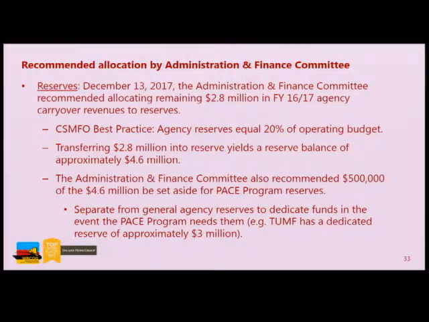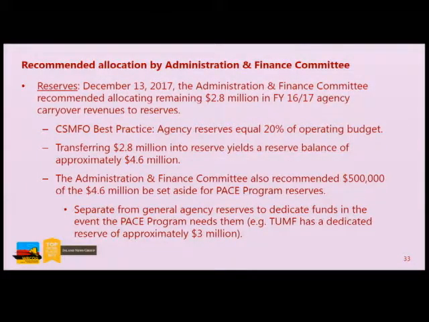Included in this recommendation from the Administration and Finance Committee is a set aside for specific PACE program revenue. So if this committee were to support the Administration and Finance recommendation that we place that $2.8 million into agency reserves, that recommendation comes with the caveat that of those funds, $500,000 would be set aside for a specific PACE program reserve, which is very similar to how we have separate TUMF program reserves currently.